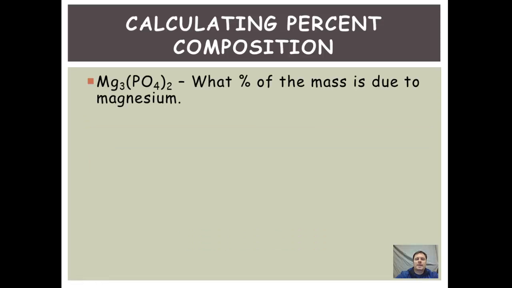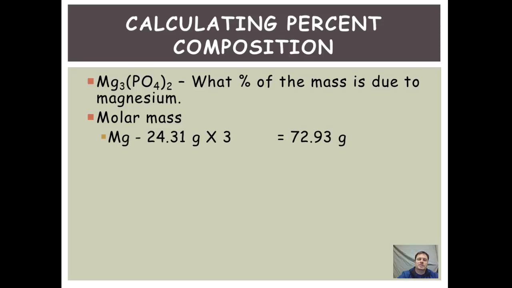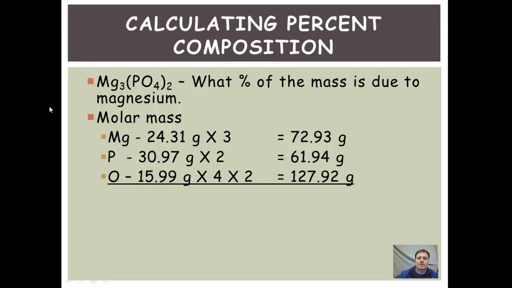Okay, let's go back to that magnesium phosphate. We said, what percent of the mass is due to magnesium? So first we have to figure out the formula weight or molar mass of it. We know magnesium is 24.31, and there are 3 moles of that. We know phosphorus is 30.97, but there are 2 of it. Where does the 2 come from? Well, the 2 here gets distributed not only to the P, but also to the O, so that gives us 8 oxygens at 15.99. Okay, so we add it up and get a total mass of 262.79 grams. So 1 mole of magnesium phosphate will weigh 262.79.